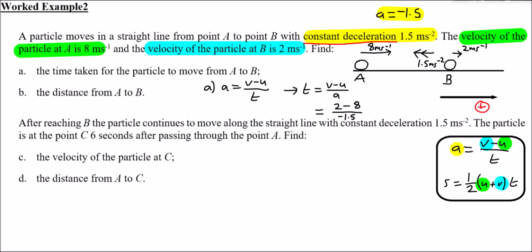Again, if you wish, you can highlight these bits and pieces using a highlighter. So that's what I'm going to choose to do. So the acceleration is minus 1.5, and the final velocity at B is 2. So final velocity v is 2. Type into your calculator, and what you should find is it comes out at 4 seconds.